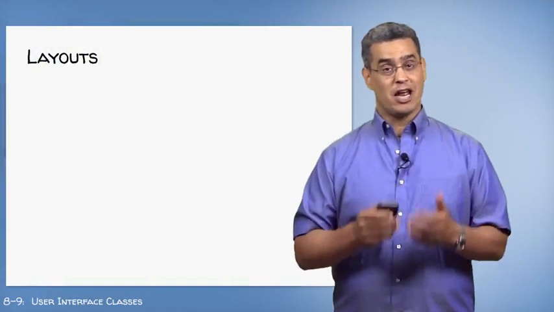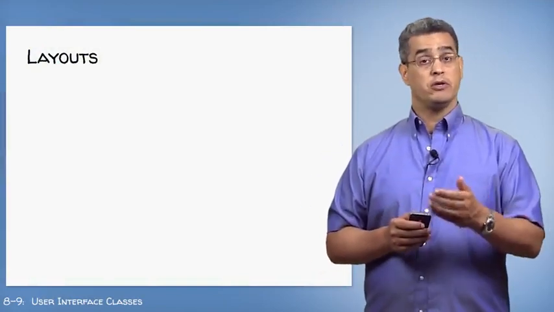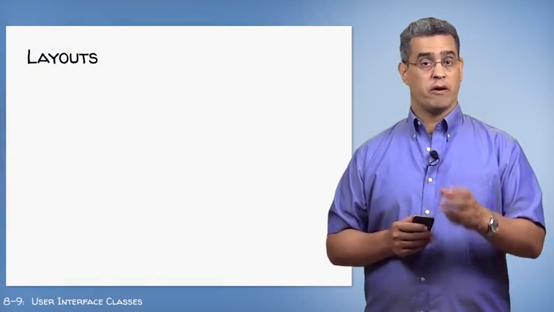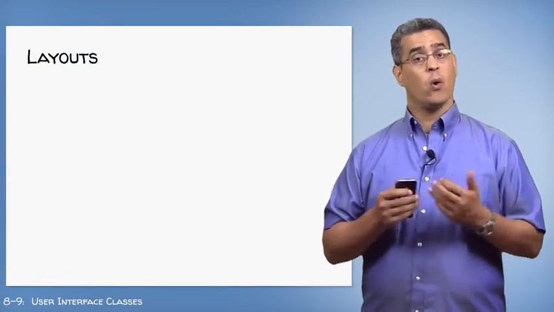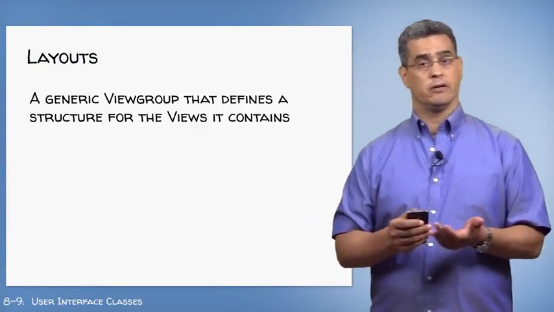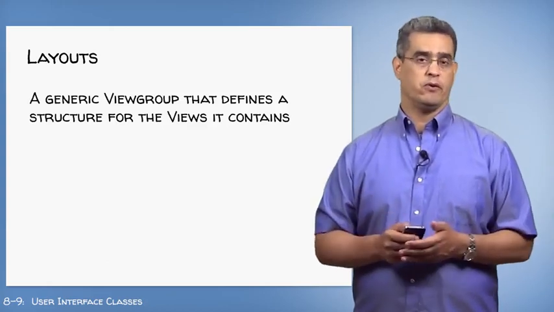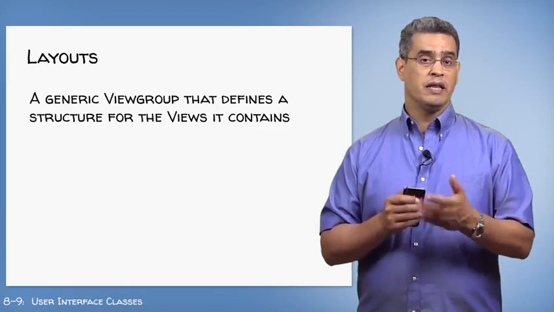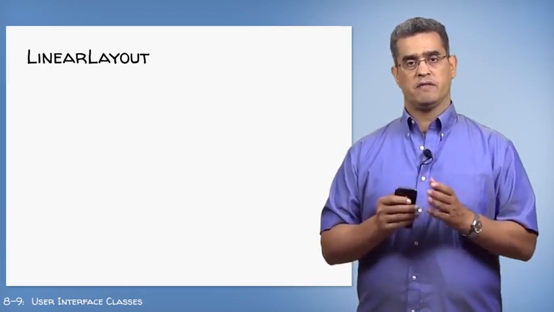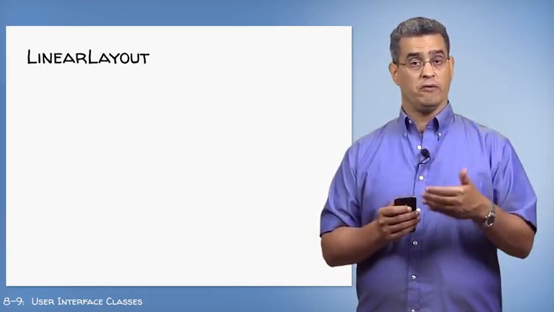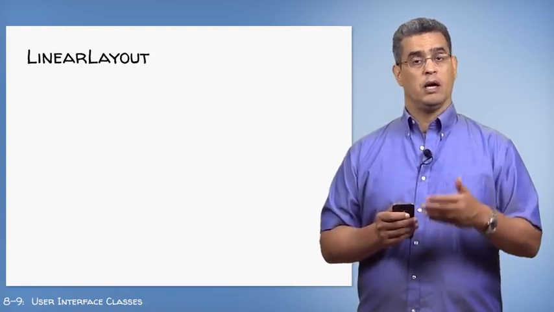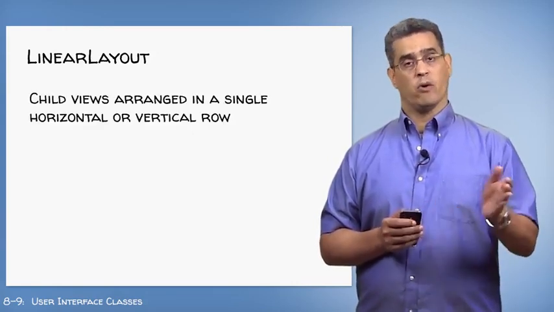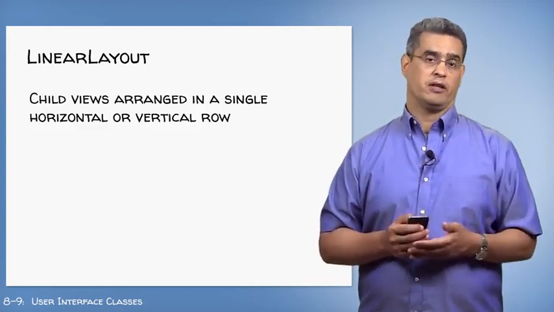Adapter views are generic view groups that are used to display a list of data. Layouts are generic view groups that are used to organize and structure other views and view groups. For example, consider the linear layout. This view group holds a set of child views or view groups, but it arranges the children in a single row, either horizontally or vertically.